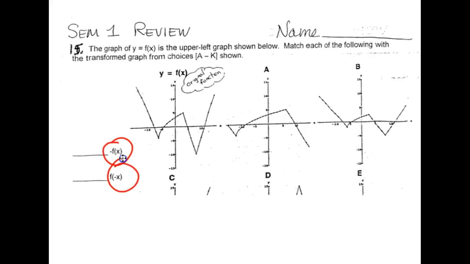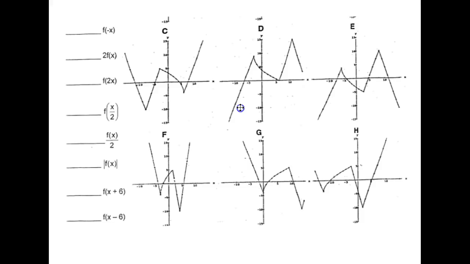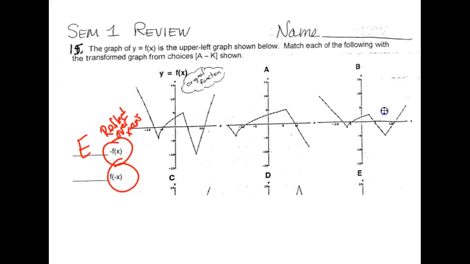This versus this. Super important, right? So when there's a negative out in front, it reflects vertically, so over the x-axis. And as I'm looking at my answer key, I matched that one up with E. So let's take a look at E. Do you see it? So here's the original one, and down here is E. So it reflected over the x-axis, a vertical reflection. That's what happens when you throw a negative in front.